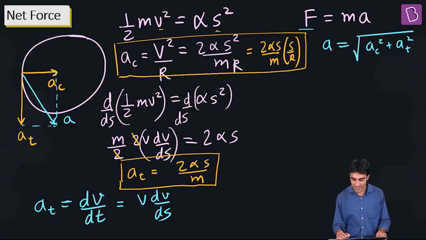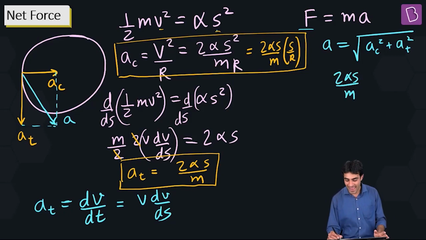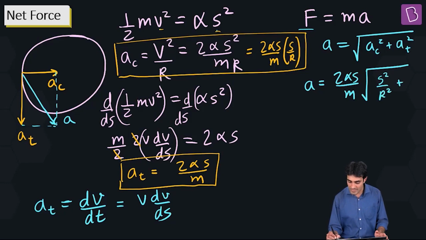Yes. And we know 2 alpha s by m will come out as common. And then we have the total acceleration as 2 alpha s by m as common times the whole under root of s square by r square plus 1. Okay, we got the total acceleration now.